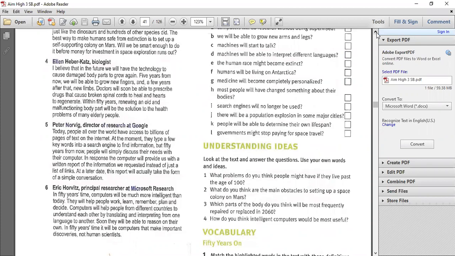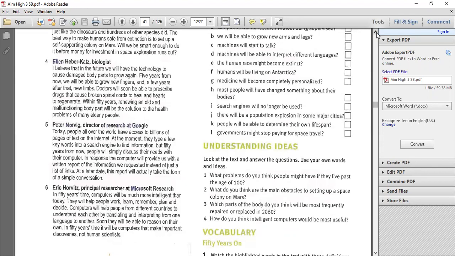D. Machine. E. The human race might become extinct. F. Humans will be living on Antarctica.